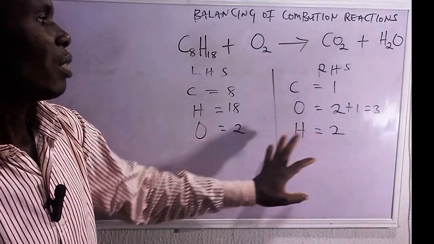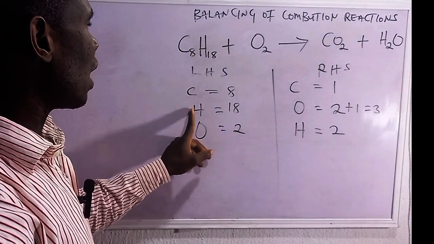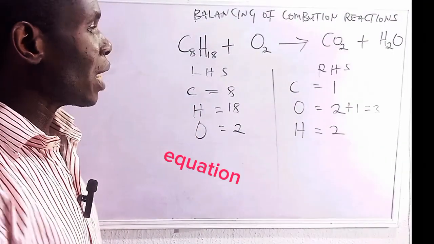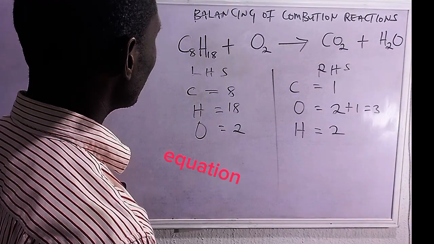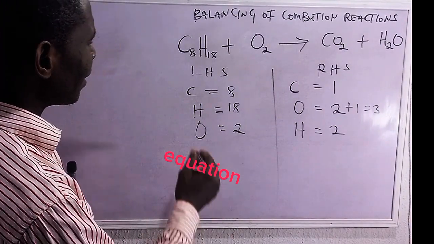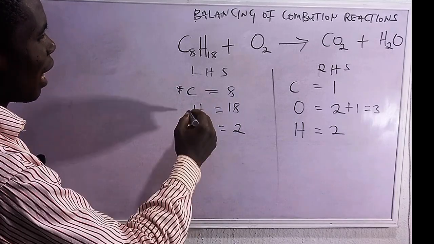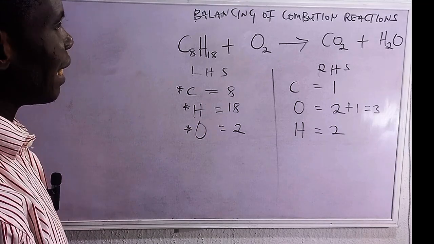So the equation is not balanced. We don't have the same values for carbon, hydrogen, and oxygen at both sides of the reaction. So there's a need for us to balance the reaction. We balance carbon first, hydrogen second, and oxygen last.